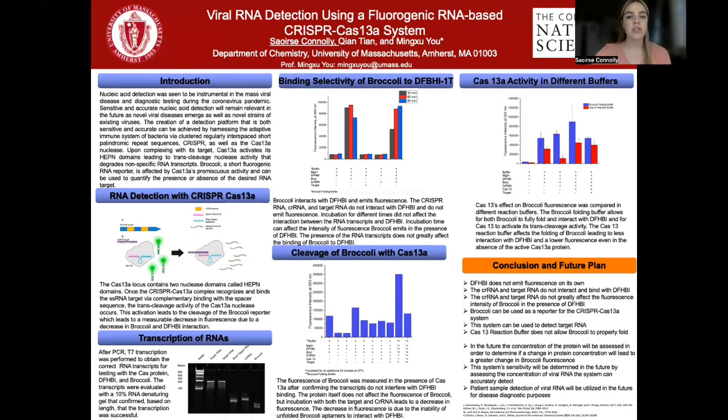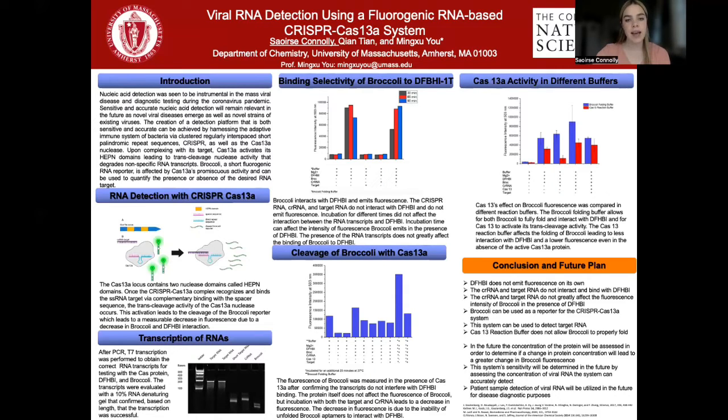In the future, the concentration of the Cas13a protein will be assessed in order to determine if a change in protein concentration will lead to a change in broccoli fluorescence. A future goal is to have a highly sensitive and accurate platform with as little protein and RNA concentration as possible. The sensitivity of the platform will be assessed in the future by determining the minimum concentration of target viral RNA the system can accurately detect.